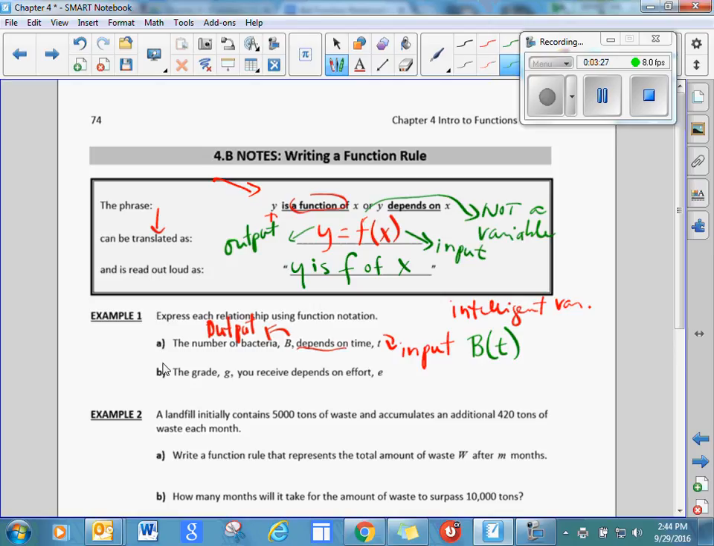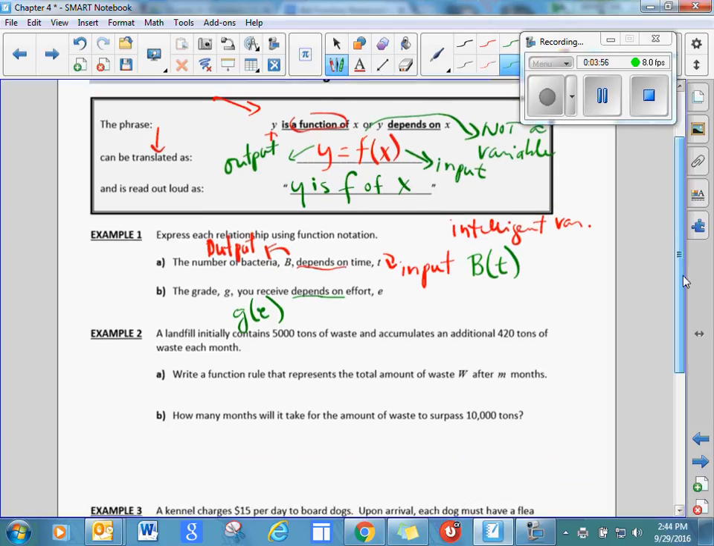Similarly, example 1b, the grade, little g, that you receive depends on, and this tells you the input and the output, so the grade depends on the effort. The grade is the output, the effort is the input. Generally speaking, the grade you get is an output of the effort you put in. Little g, parentheses, E. And these are intelligent variables because G stands for grade and E stands for effort.